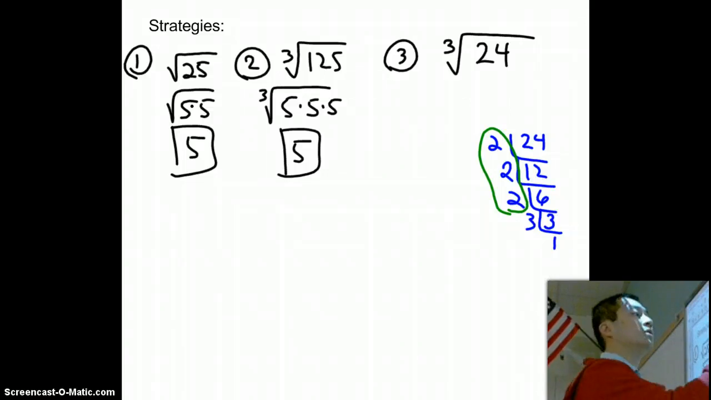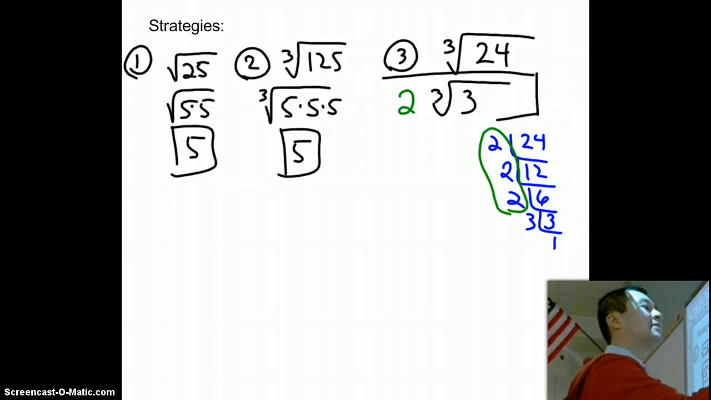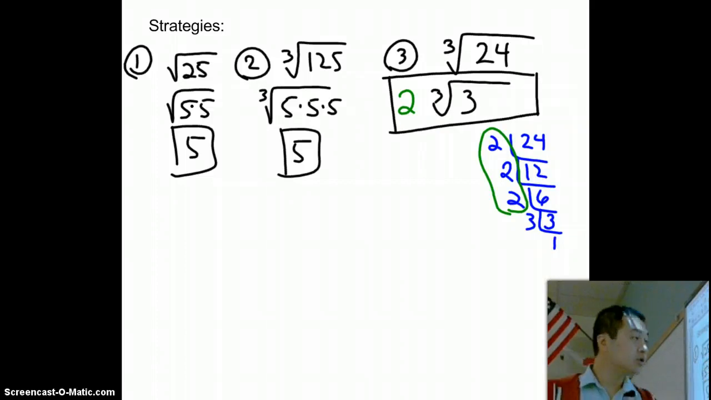So we take out the 2, that means a 2 on the outside. The cube root of what's left over? 3. And therefore, when you have something like this, you just break it down. This is 2 times the cube root of 3. How do you feel about that? Good? Awesome. So far, so good, right?